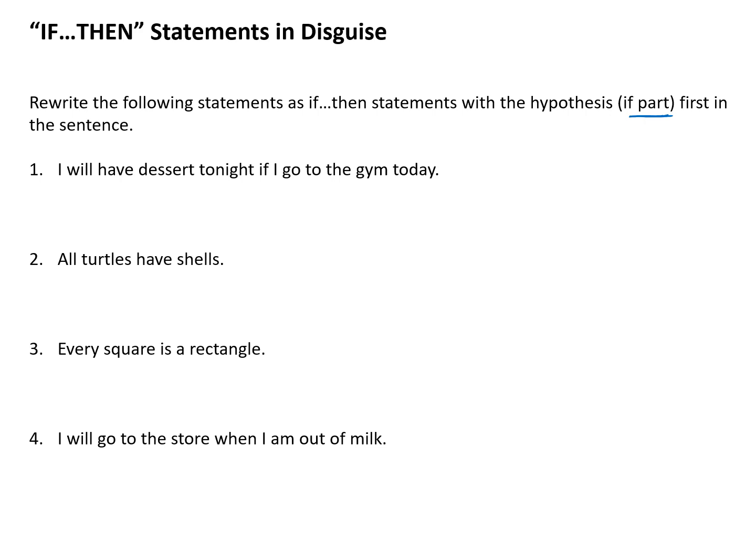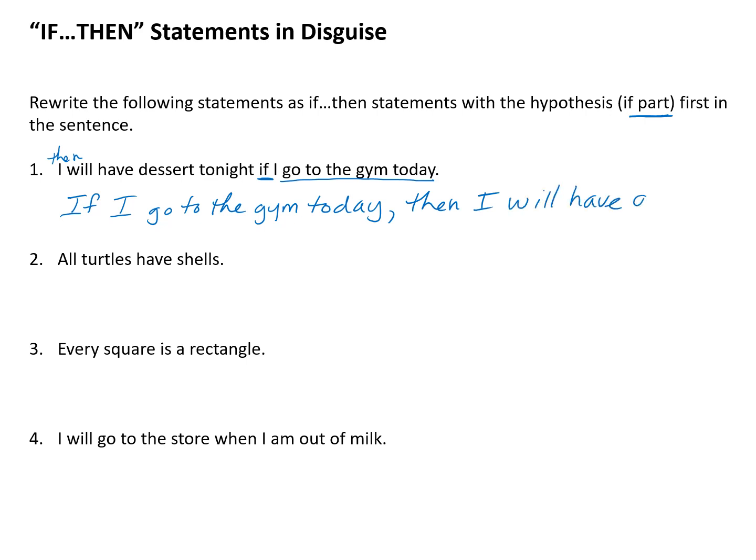All right, first example. I will have dessert tonight if I go to the gym today. Notice the if comes at the end of the sentence. The first part of the sentence is an implied then. So if I were to write this with the if first, I would say, if I go to the gym today, then I will have dessert tonight. So we're actually writing the if first, and the then, instead of being implied, is actually written down.